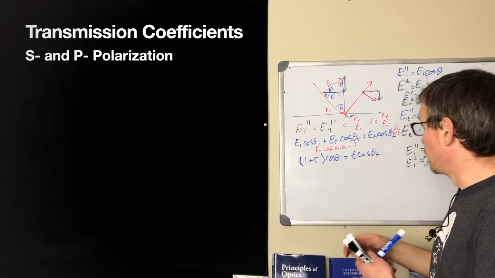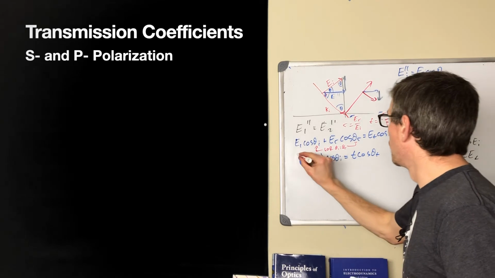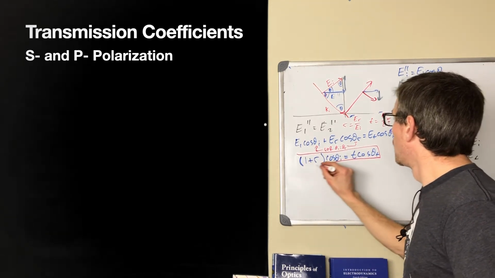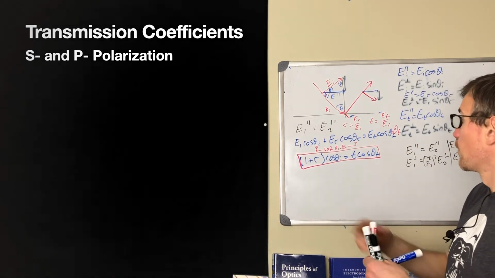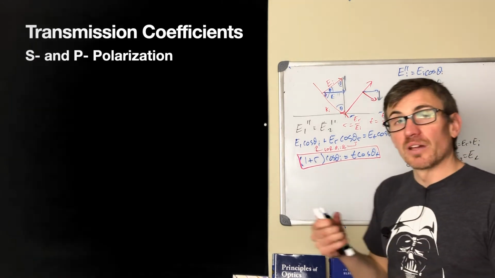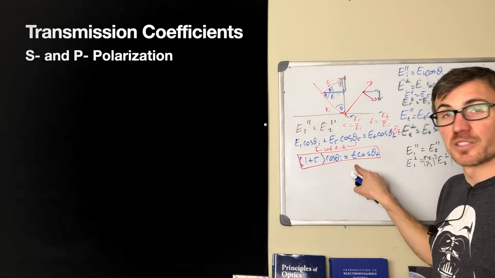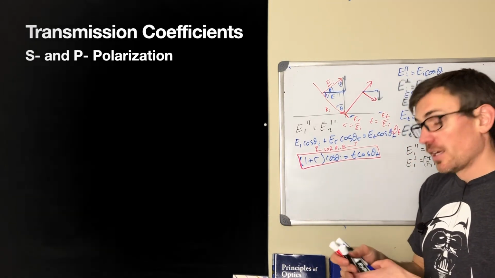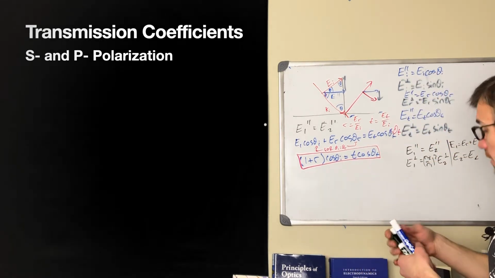Okay? Boom. There's our first equation that we're going to have, which relates to reflected and transmitted. We have one equation and two unknowns right now because we're trying to determine t and r. Let's find out what the other equation tells us.